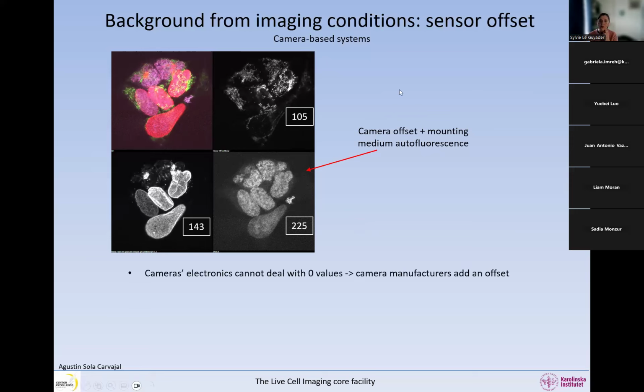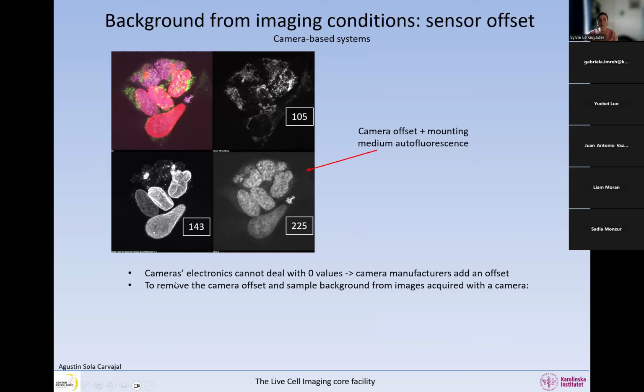But basically, what is this camera offset? Cameras cannot deal with zero values. The electronics cannot deal with zero values. For that reason, the manufacturers of cameras add an offset. So even if you turn off the lasers and you acquire an image, the count inside your image is not going to be zero. So basically, on a camera-based system, you can never undersample because we always start at a certain level.